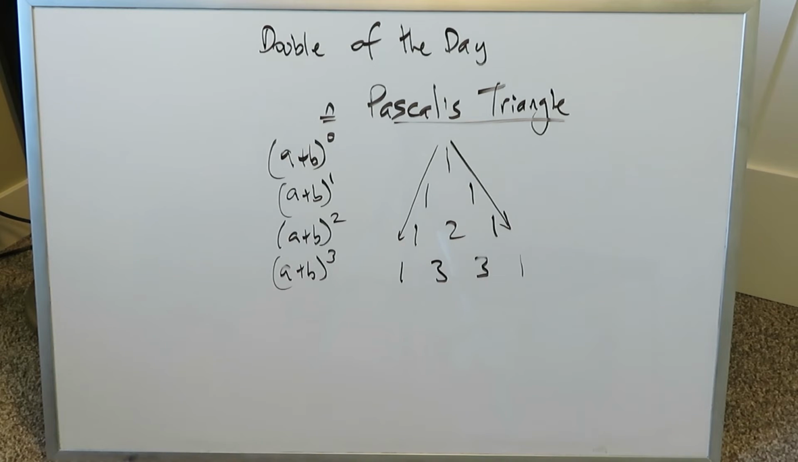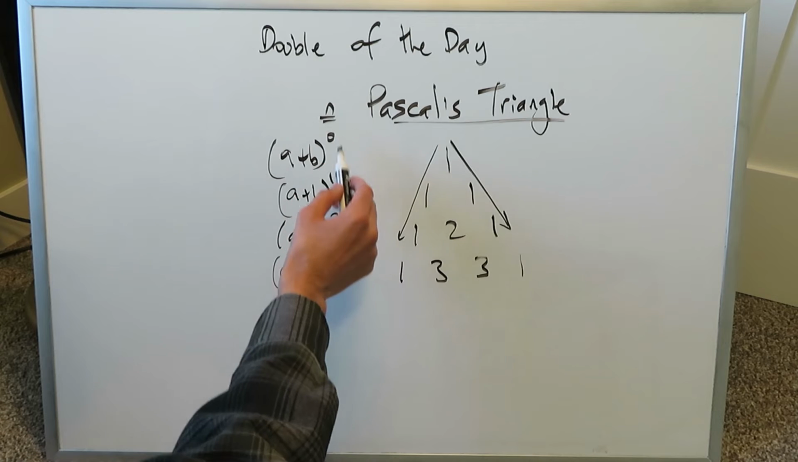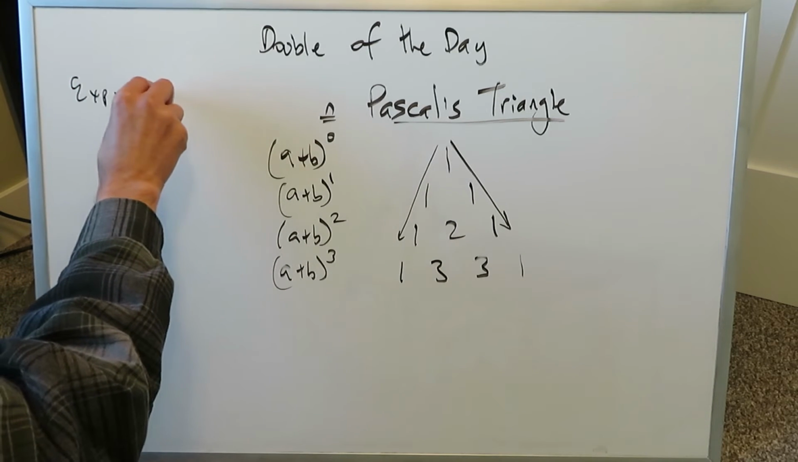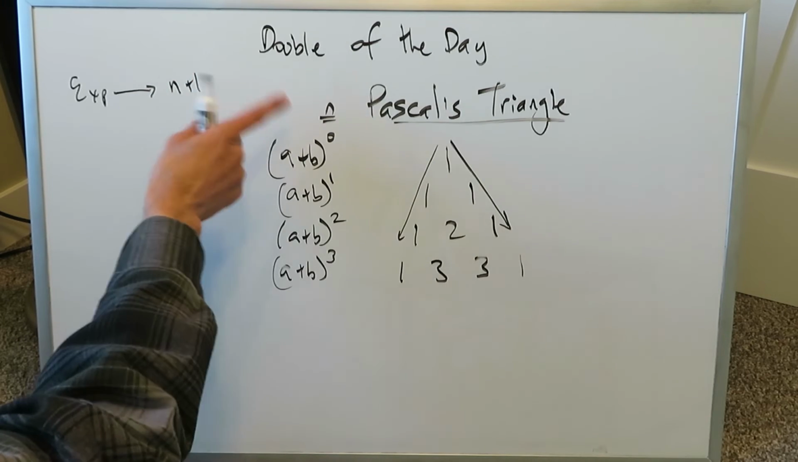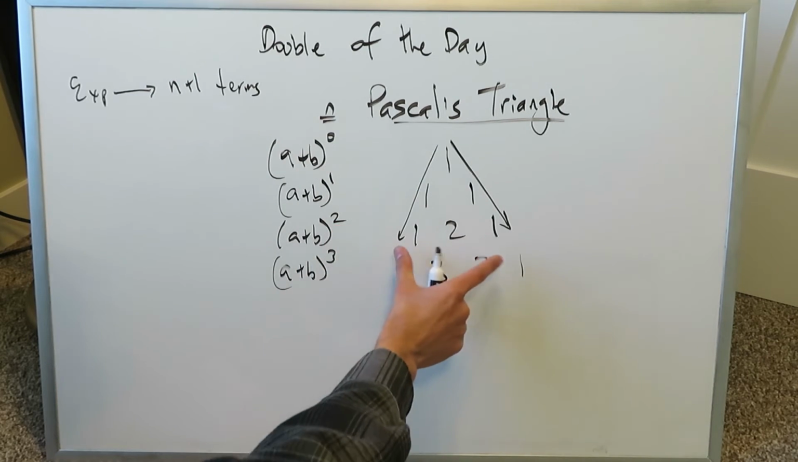Another important trend, you should see this value right here, these n values, the exponents 0, 1, 2, 3. Whatever the exponent is, when you expand it out, it'll always be n plus 1 terms. If the exponent is 3, we'll have 4 terms. If the exponent is 2, we'll have 3 terms.